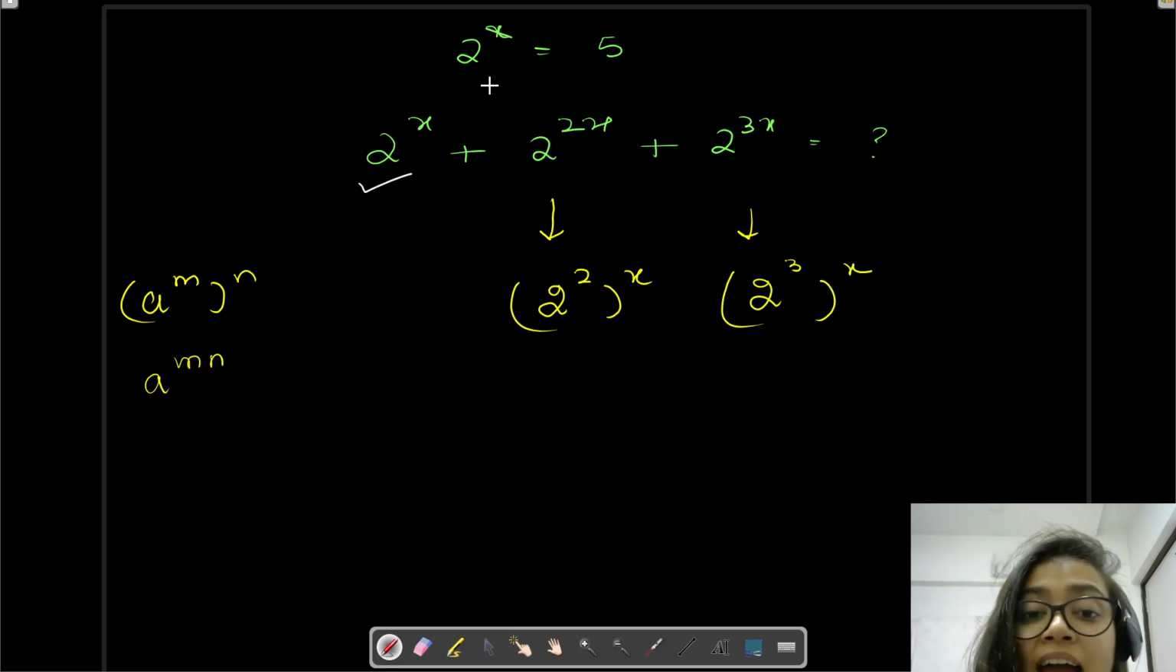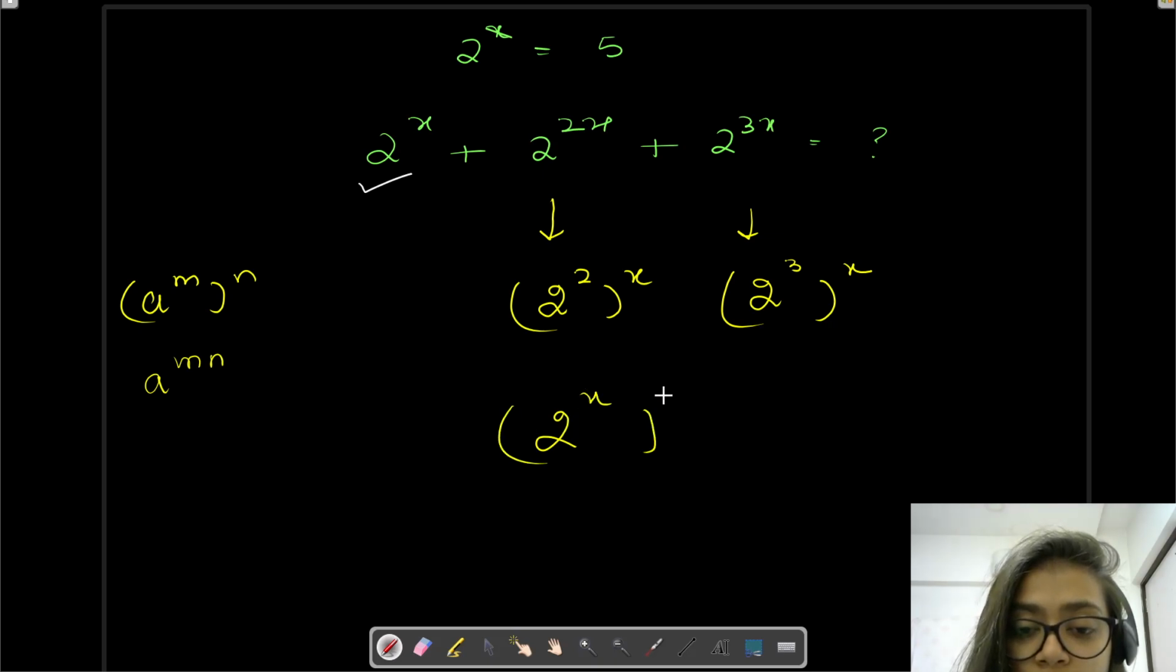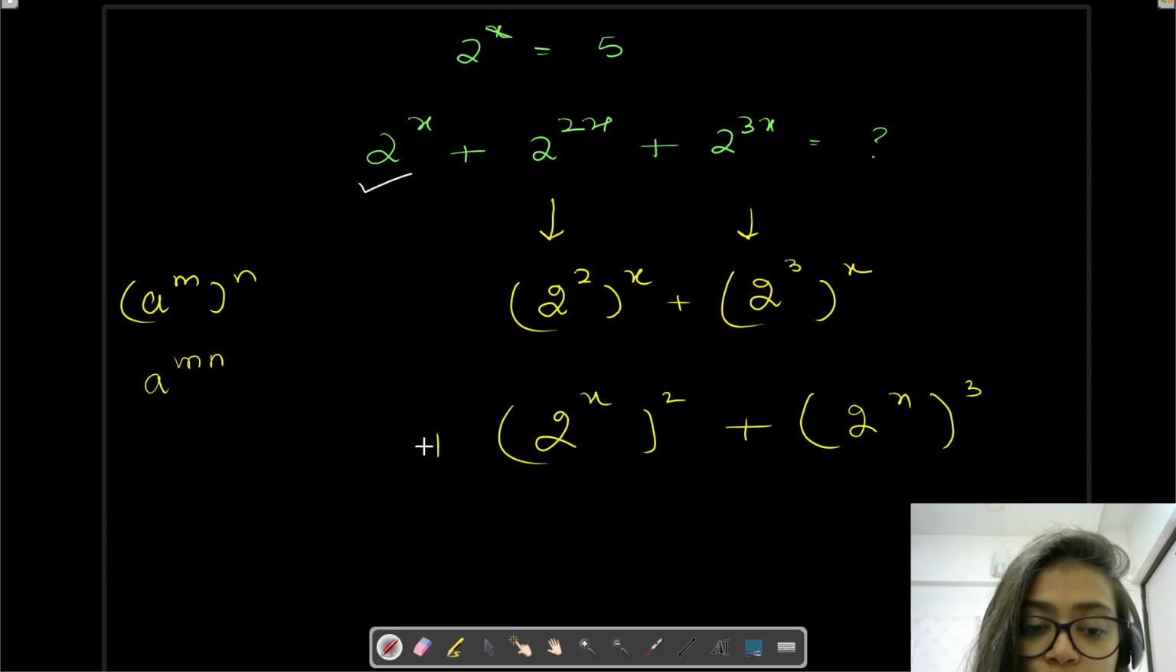But the thing is, I know the value of 2 raised to x, so I'm going to change the order of the exponents, because multiplication is commutative. It doesn't matter if you change the order of the exponents. So I'm going to write it as 2 raised to x whole square and 2 raised to x whole cube. And the first term was 2 raised to x.